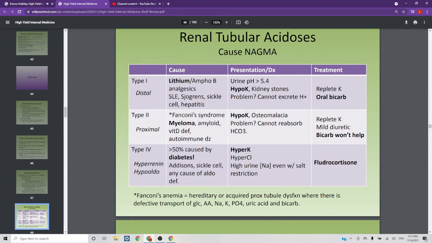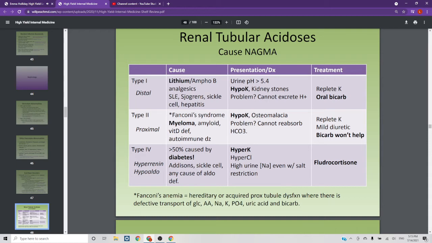So type 4 is hyperreninemic hypoaldosteronism, and the overwhelming majority are caused by diabetes. So that's the important thing to remember for your clinical vignettes. On presentation, the thing that differentiates it from type 1 and 2 is that they're hyperkalemic, which makes sense, right, if they've got low aldo. And we treat this by repleting mineralocorticoids. So we give them fludrocortisone.